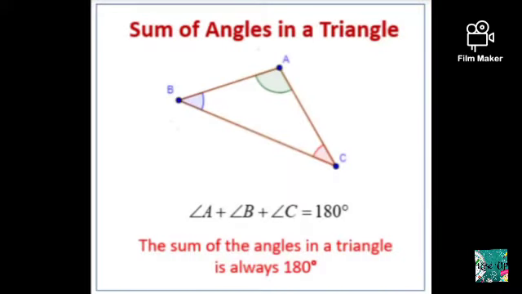From the two theorems, one is that the sum of the angles in a triangle is 180 degrees. Let's see how. A triangle has three vertices, which I have named A, B, C here. The sum of angle A plus angle B plus angle C will give you 180 degrees. This is a very simple theorem. It is always 180 degrees, whatever the triangle is: right angle triangle, isosceles, scalene, equilateral, acute or obtuse.